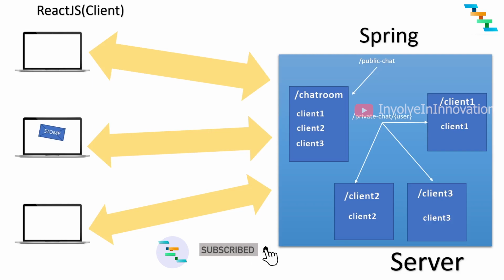So we will be having different topics and the user can listen to any topic, and whenever a message reaches that particular topic, that message will be sent from the server to the client, and then the user can send to any mapping address which is mentioned in the server.